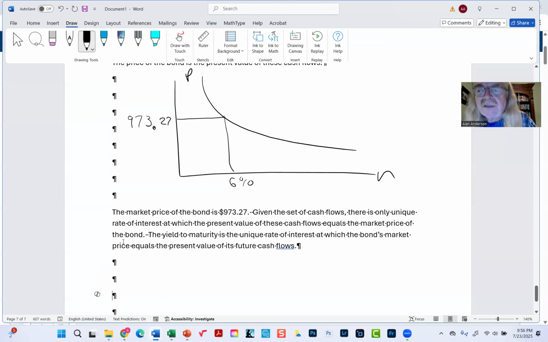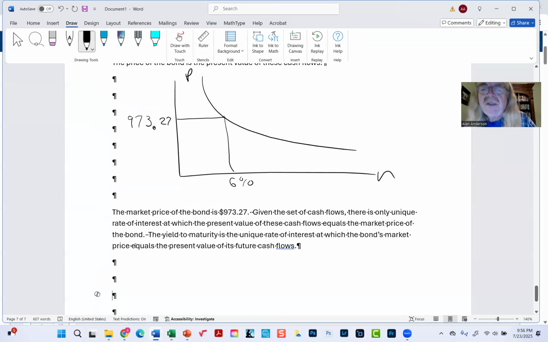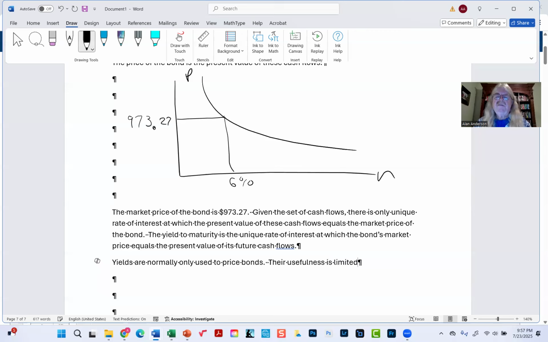Right? So that's what the yield to maturity is. Now, it's a very complicated idea, and you'll see that it has some serious disadvantages for pricing other types of securities in the marketplace. So that's why yields are normally only used to price bonds. Their usefulness is limited for pricing other types of securities.